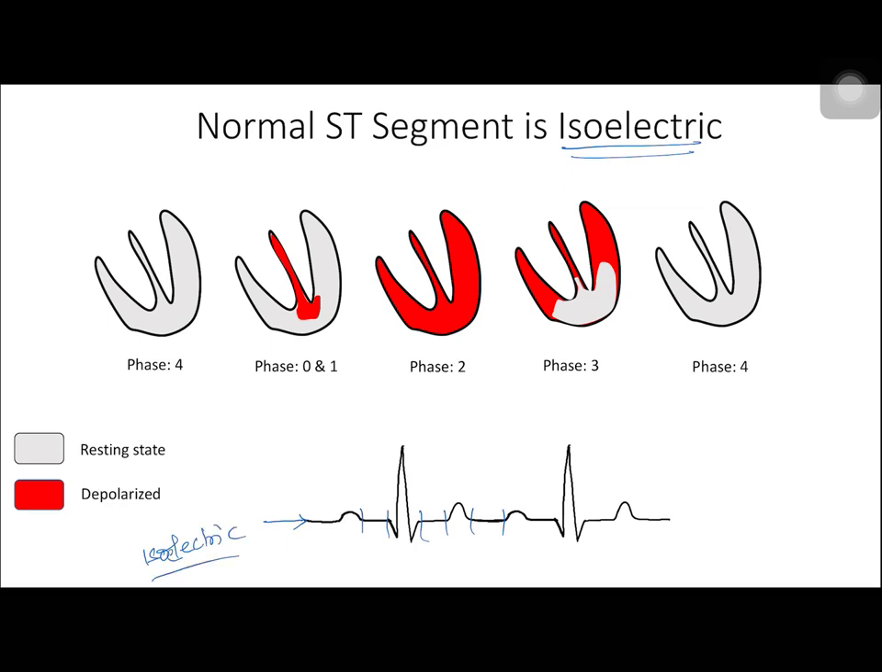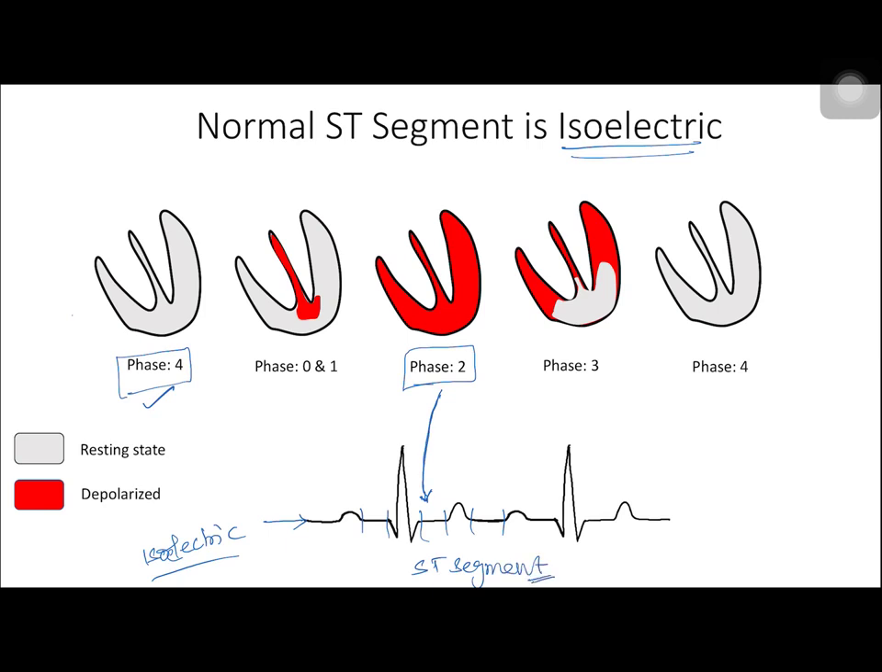The isoelectric segment happens when the heart is either completely in a resting membrane potential, like in phase 4 of a ventricular action potential, or in phase 2 where the membrane is completely depolarized. The entire ventricular myocardium is completely depolarized. This phase 2 of the ventricular action potential corresponds to the ST segment. So that is responsible for this isoelectric region. When all the cells are electrically the same, there is no potential difference across the myocardium.